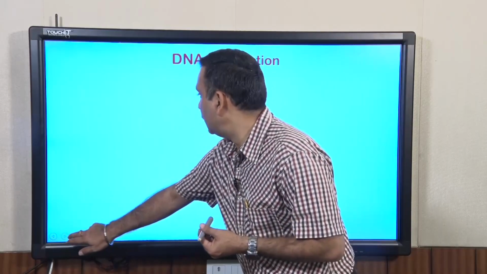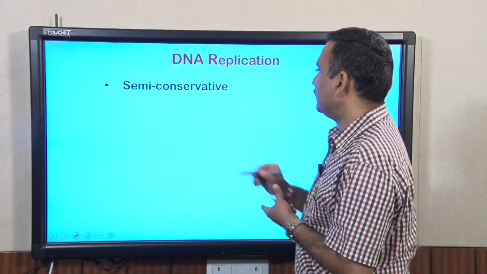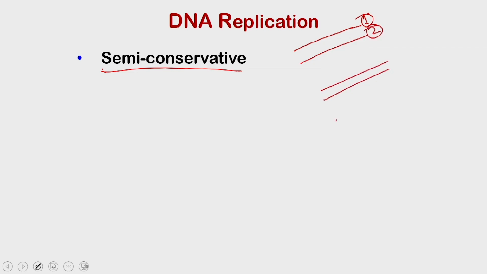DNA replication is semi-conservative. What is meant by semi-conservative is that, suppose this is your parent DNA. If I label the parent DNA strands as 1 and 2, then parent DNA strand 1 and parent DNA strand 2 will each give separate chains. In duplication, parent DNA 1 and parent DNA 2 are going to split and get divided into two halves.